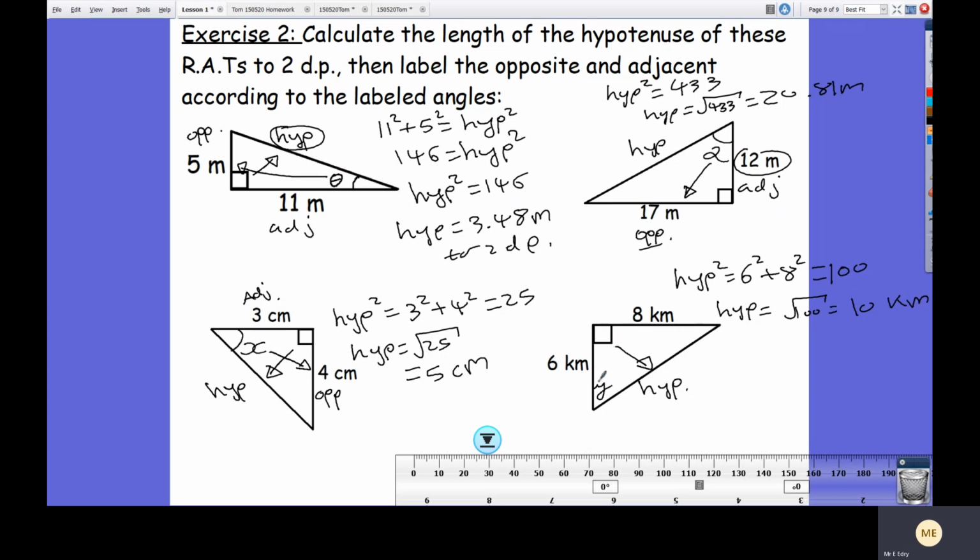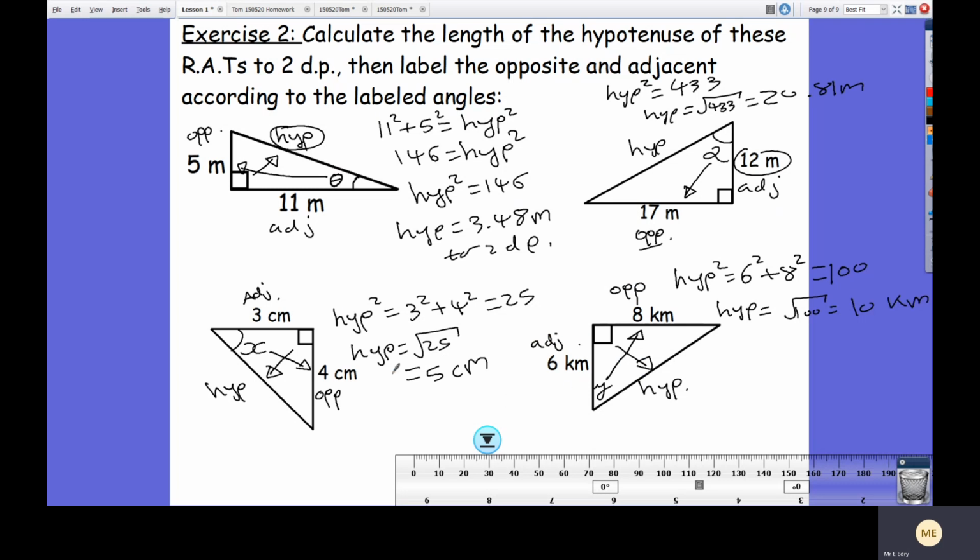Then looking at the angle I'm given, this time the angle I'm given is y, because you might have x or y, theta or alpha, you might have Greek or normal Latin letters, depends. It's not a problem. So if I look opposite the y, I hit the 8 kilometers, so that is the opposite. And then adjacent is the one that we have left after the opposite and hypotenuse, which is 6 kilometers.